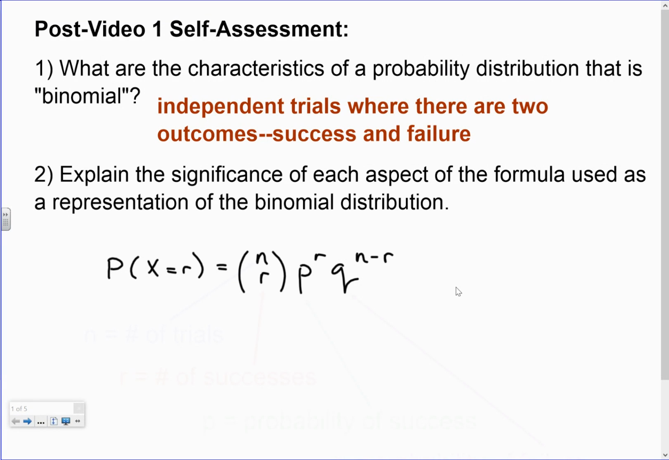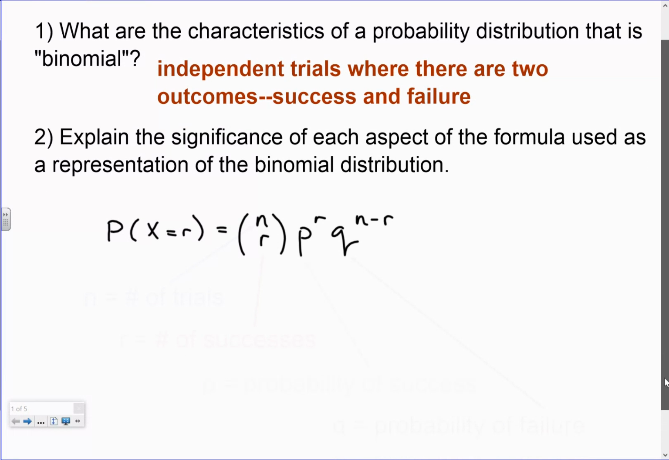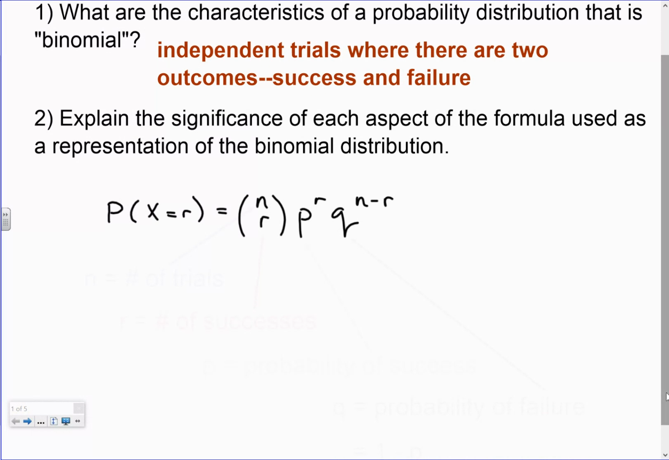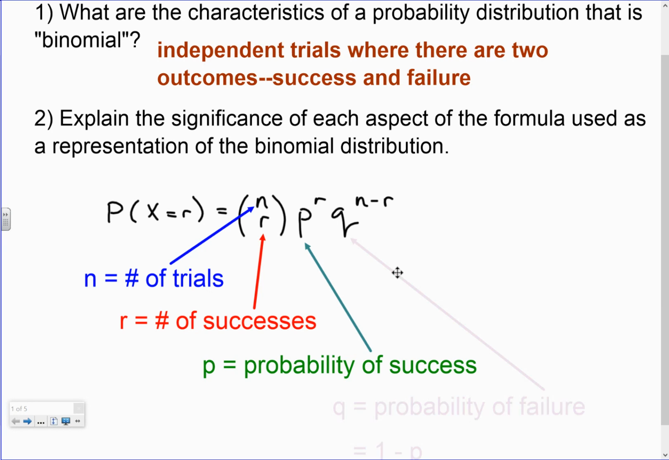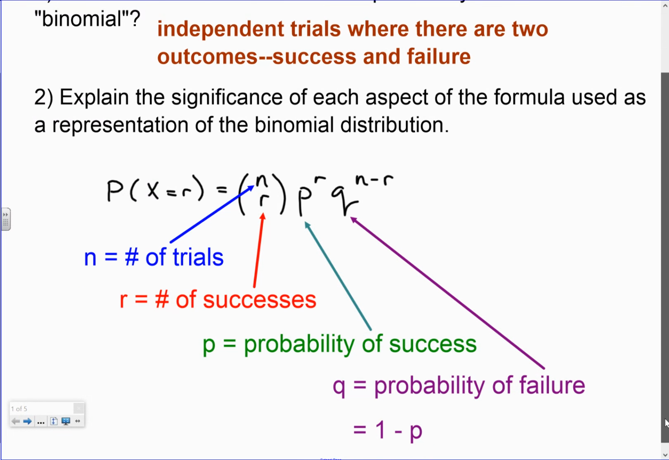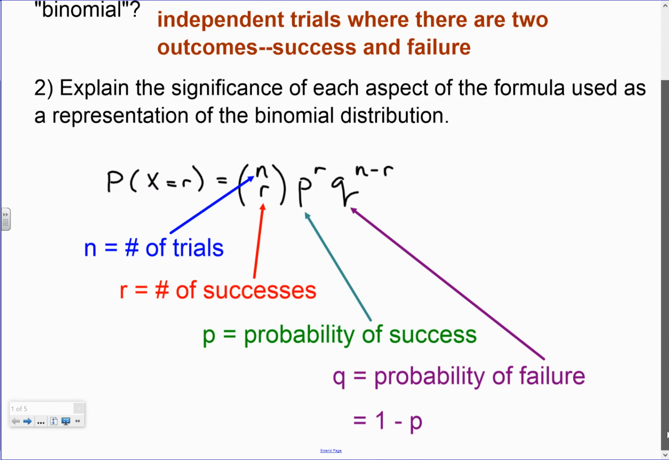Also, you were asked about the significance of the formula that represents the probabilities associated with this type of distribution. So, the n represents the number of trials, r is the number of successes, P is the probability of success, whereas Q is the probability of failure. So if the probability of success is P, then Q is determined by calculating 1 minus P.